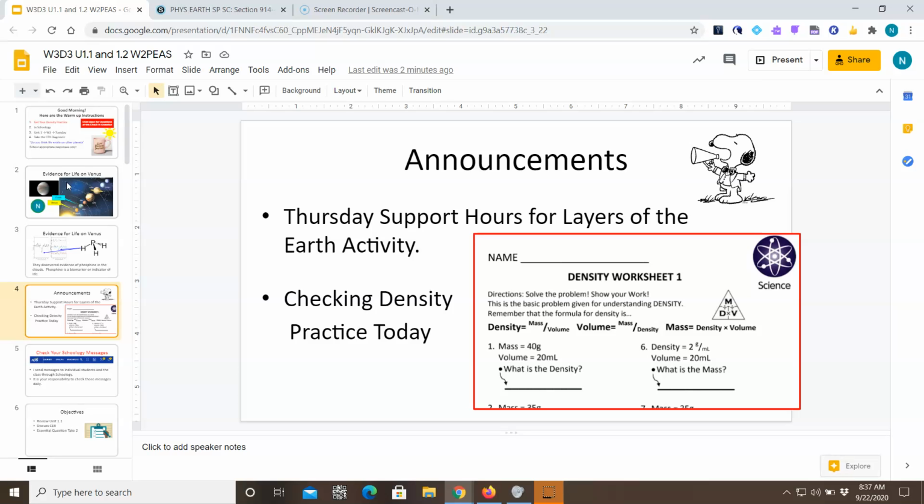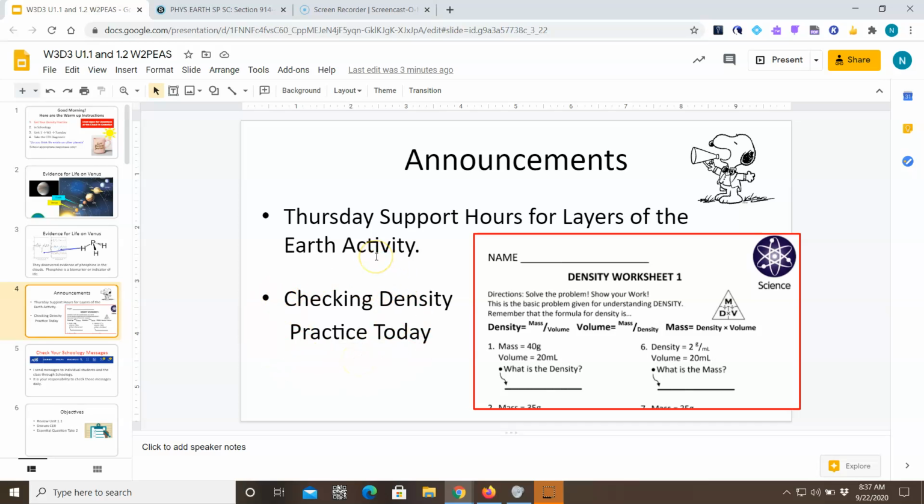So this Thursday, there will be support hours for the layers of the Earth activity for those of you who did not send that in. There will also be support hours for the density worksheet practice that many people did not submit. At the end, I'll show you how to get to all this stuff. I checked the density practice today, so if you didn't turn that in, you'll have to turn that in.